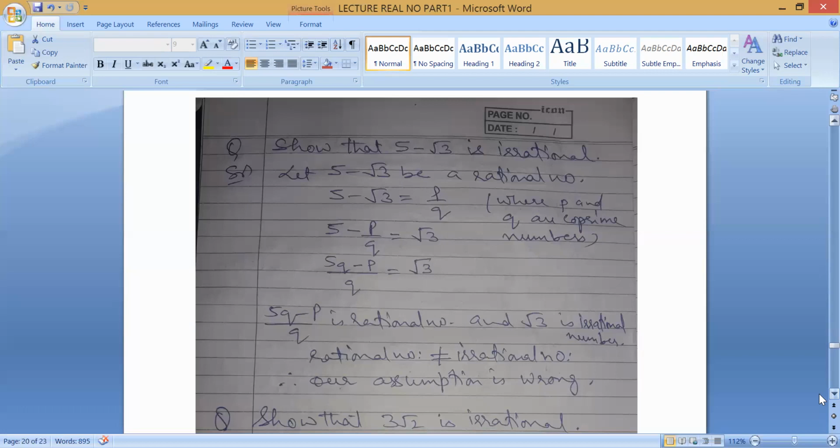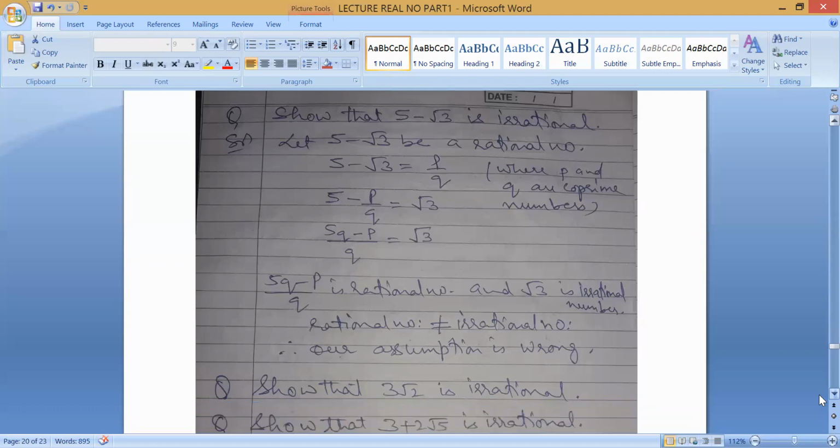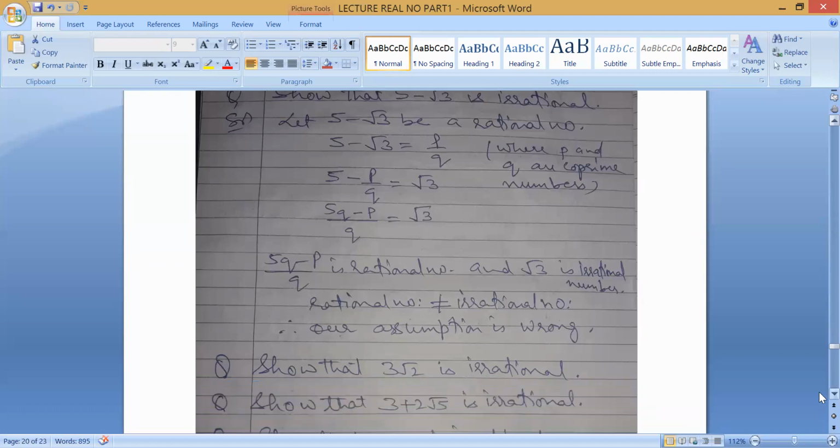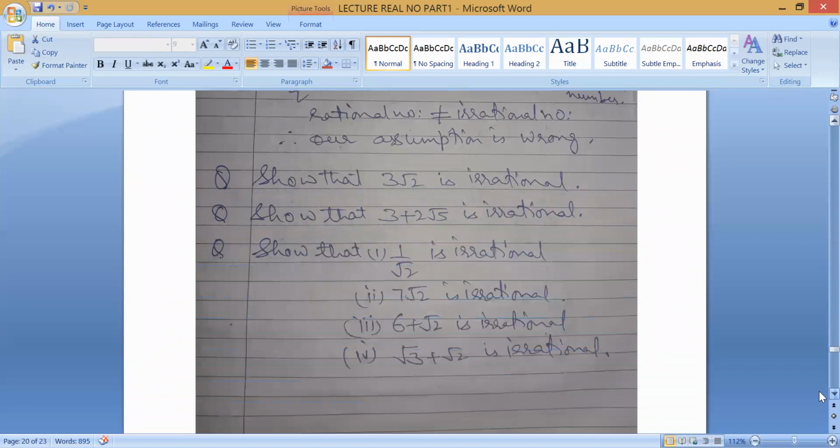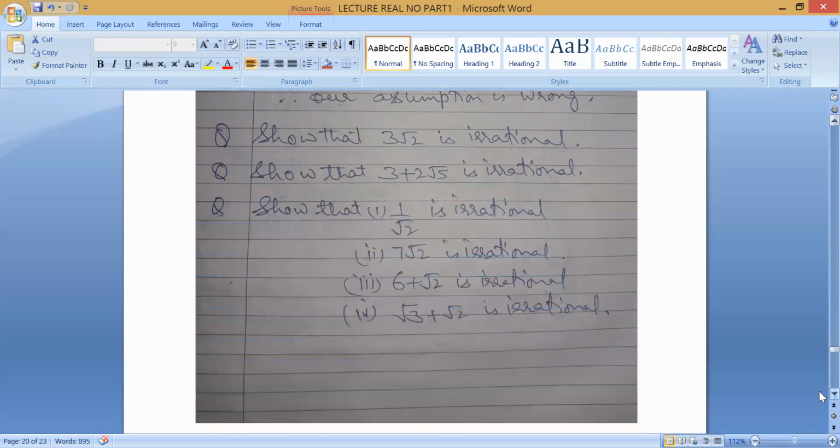After this, we have another question. Show that 3 root 2 is irrational. Again, another question I have given. Show that 3 plus 2 root 5 is irrational. Or show that 1 upon root 2 is irrational. Or second, 7 root 2 is irrational. 6 plus root 2 is irrational. And root 3 plus root 2 is irrational.